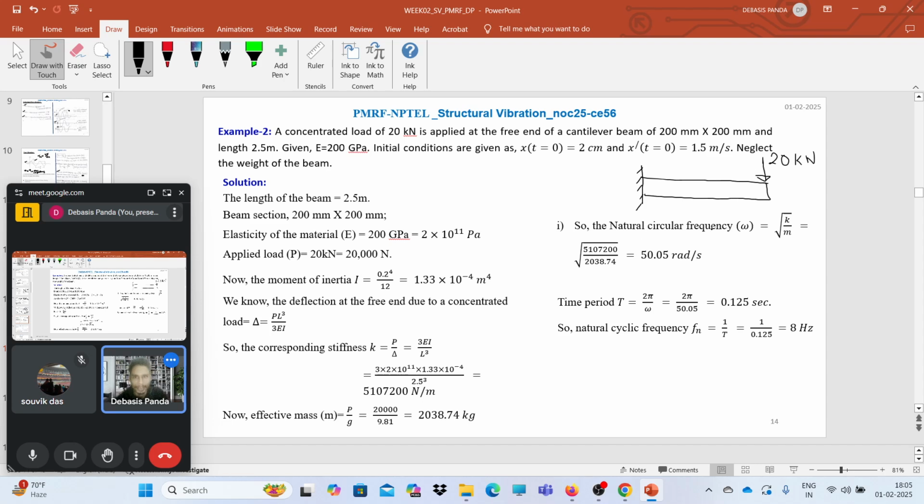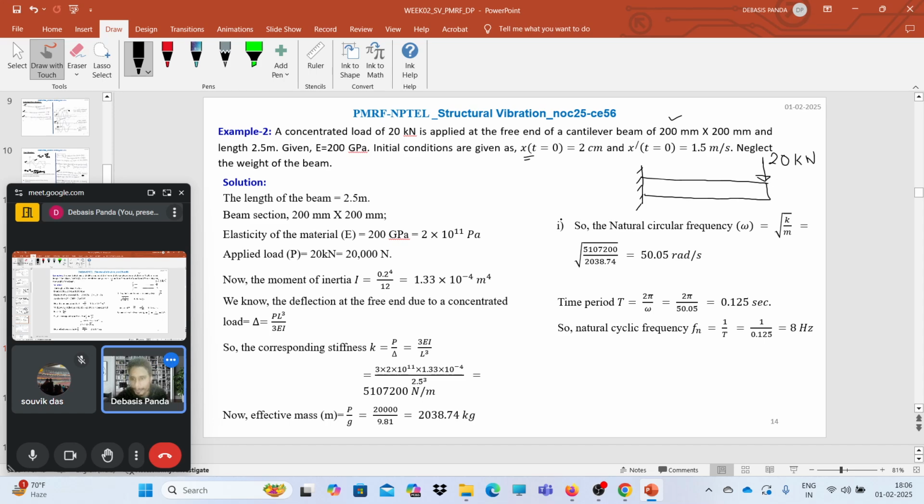Great. The cross section is given. It's a square beam, 200 mm by 200 mm. E is also provided. Initial conditions are provided. X naught is equal to 2 centimeter. That means we are providing an initial displacement of 2 centimeter and an initial velocity of 1.5 meter per second. Neglect the weight of the beam.